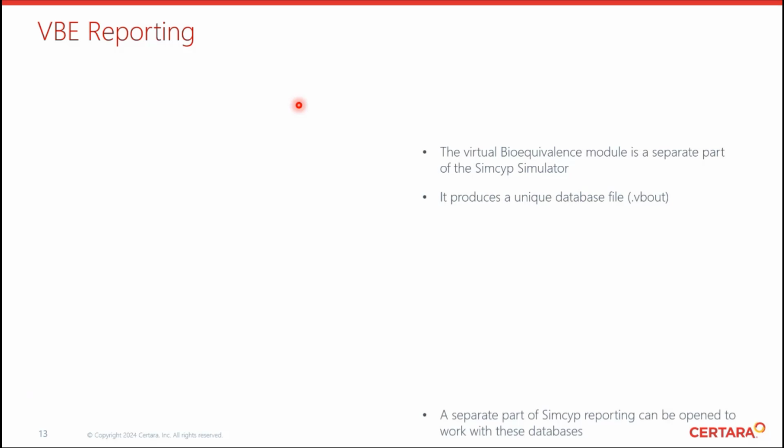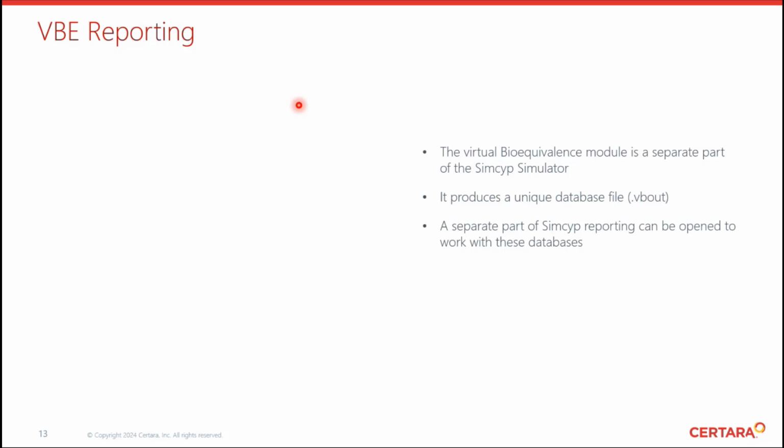And then the second main thing that we added to version 23 is VBE reporting. So VBE is the virtual bioequivalence module. It's a separate thing within the Simcyp simulator. I can't go into too much detail into what VBE actually is in this talk. That's something completely different.